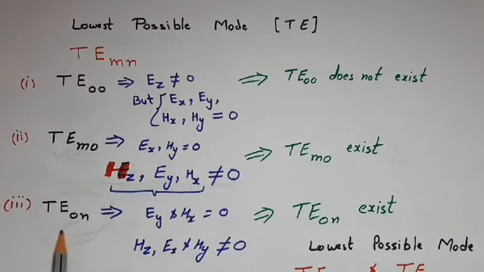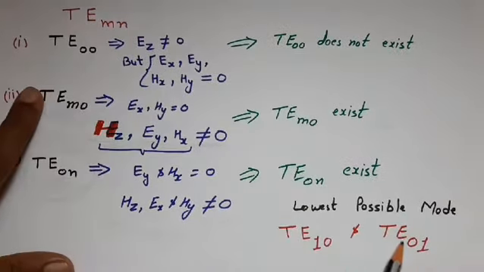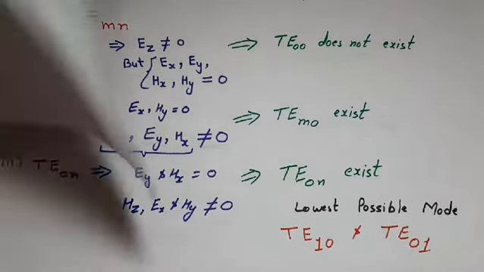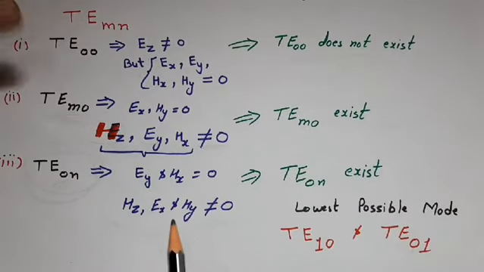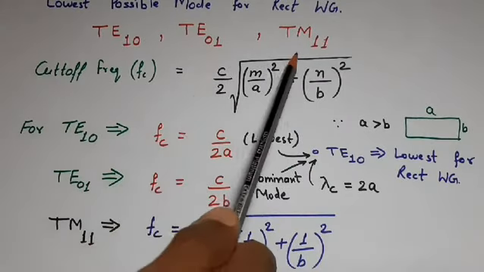So for TE0n, Hz, Ex and Hy fields exist. Again for TE0n, both magnetic and electric fields are present, so the TE0n mode is also possible in a rectangular waveguide. So in case of TE, the lowest possible modes are TE10 and TE01. But for TM, the lowest possible mode was TM11. So now for both TE and TM, we have three lowest possible modes. For TE, those are TE10 and TE01, and for TM, that is TM11.